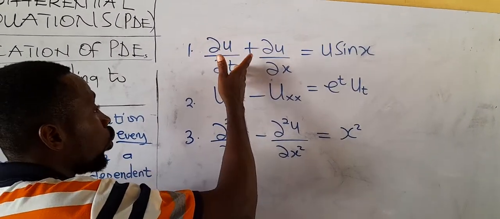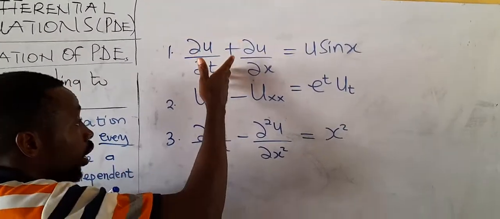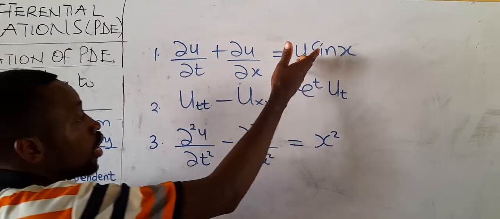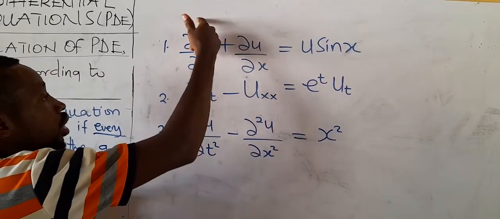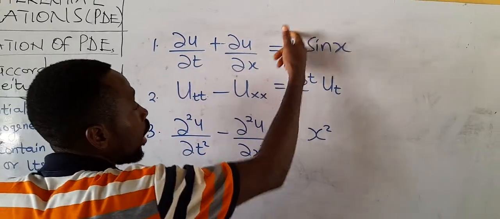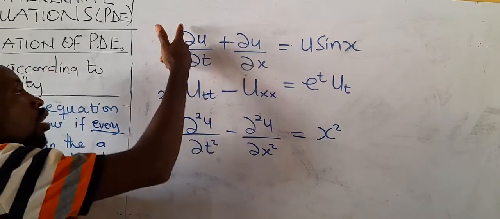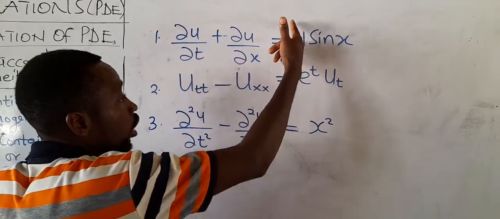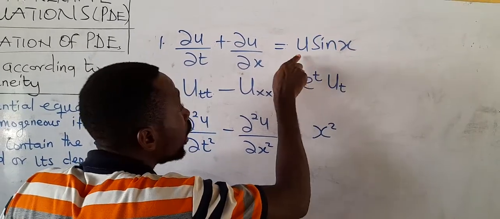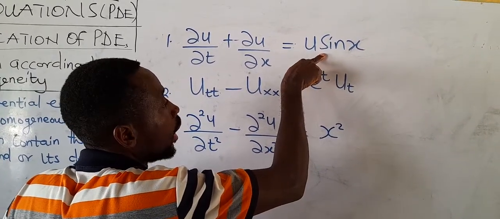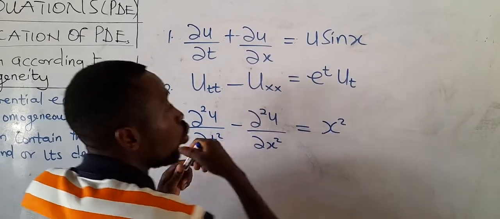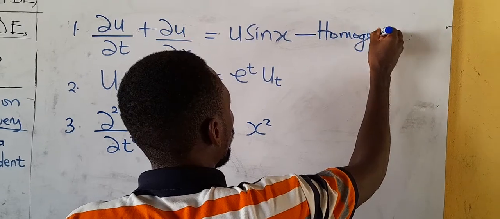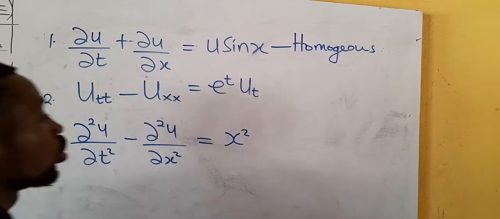Now let's look at this partial differential equation. That is the partial derivative of u with respect to t, the partial derivative of u with respect to x, then u sin x. Let's go term by term. There is a partial derivative here, another partial derivative here. There is no partial derivative here. However, there is a dependent variable. You can see that u is a dependent variable. So it is homogeneous.